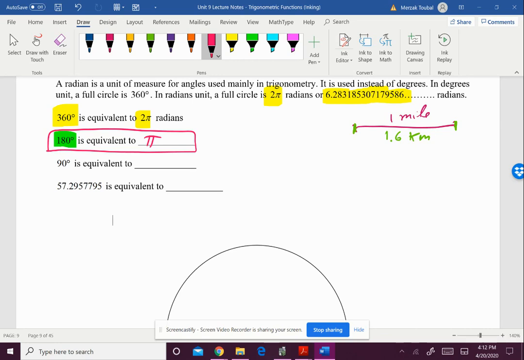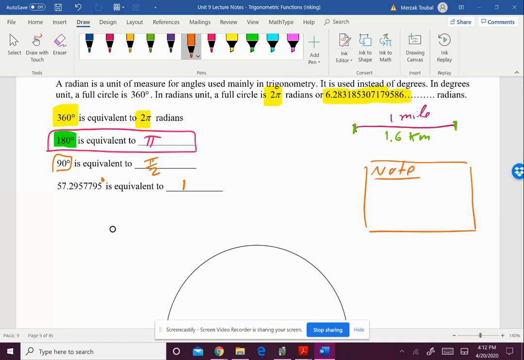90 degrees must be equivalent to pi over 2, because again, you divide 180 by 2, that's 90. Pi by 2 is pi over 2. And then the one that I already mentioned is 57.2957795 and so on, which is equivalent to 1 radian.